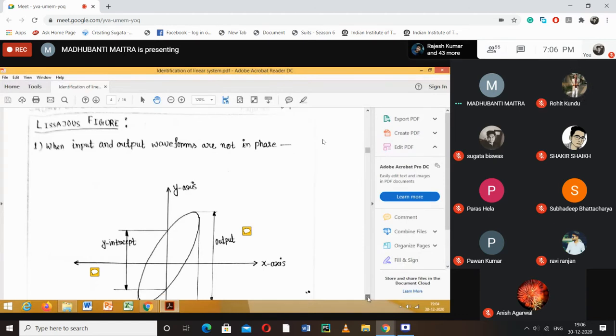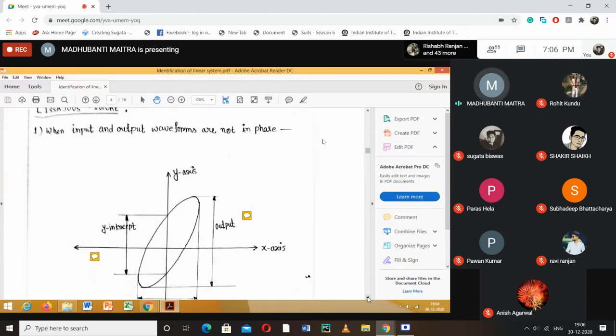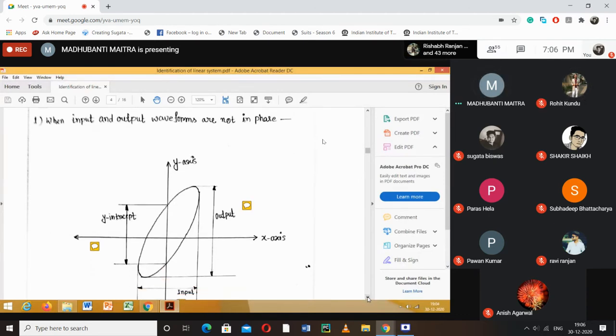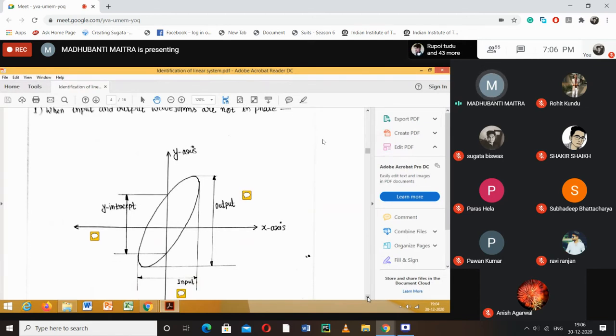Yes, ma'am. So if we put the oscilloscope in XY mode for each and every frequency, and if there is a phase difference between the input and the output, as I said, for a linear system the frequency will remain the same, will not change. And if there is a phase difference between the output with respect to the input, then we'll get this kind of elliptical figure.